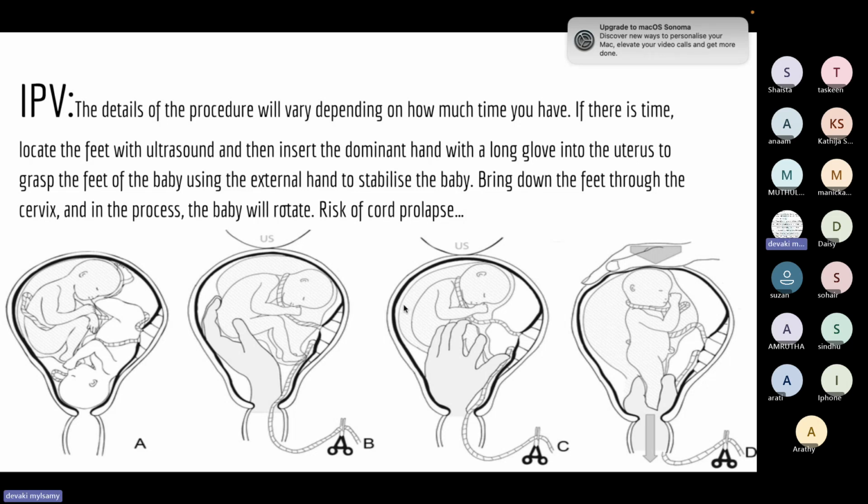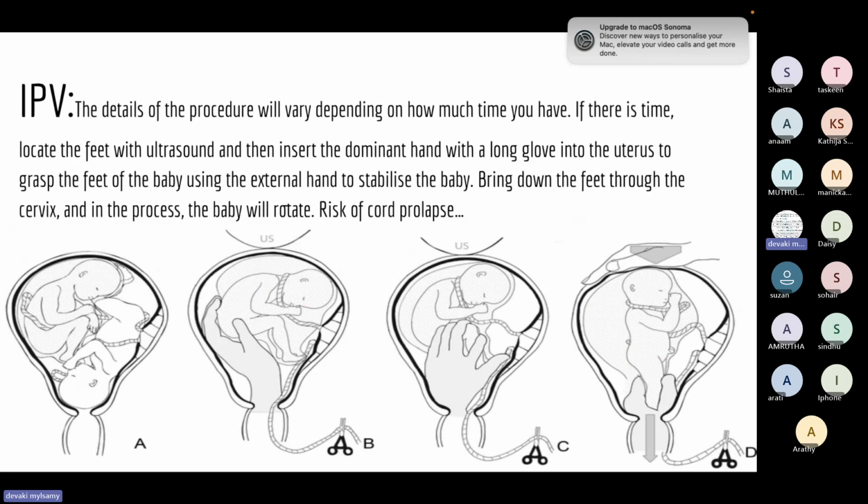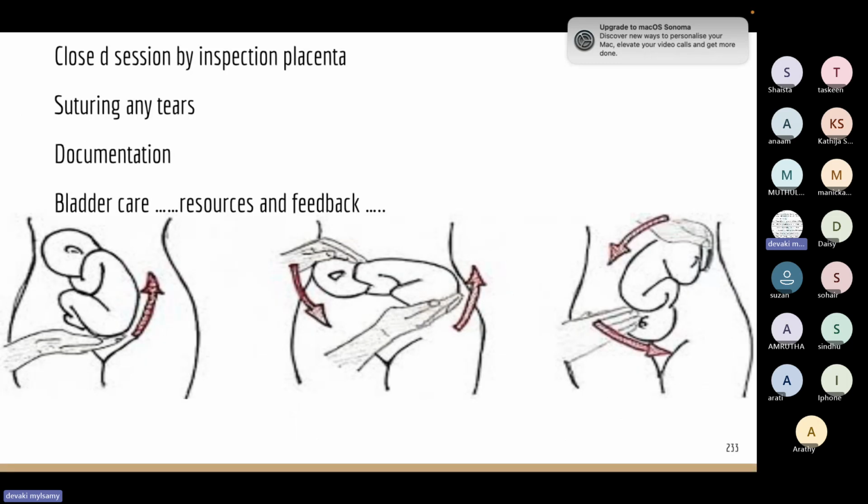If there is time, locate the feet with ultrasonography, then insert the dominant hand with a long glove into the uterus to grasp the feet of the baby, using the external hand to stabilize the baby. Under all aseptic precautions, very important, bring down the feet through the cervix, and in the process, the baby will rotate. Risk of cord prolapse is always there. So this is a case where you are going to do IPV. ECV you can also show, but they will not expect it; they might expect IPV.